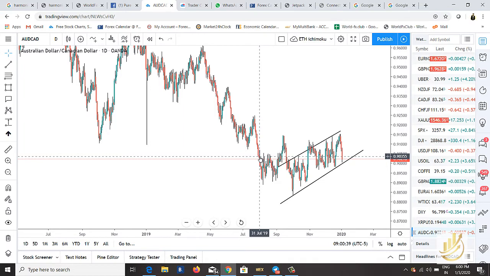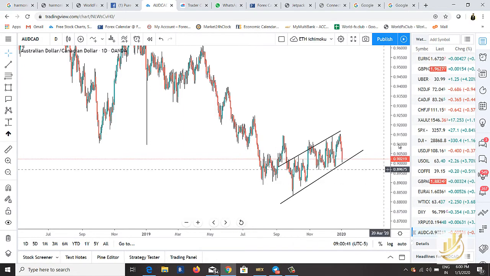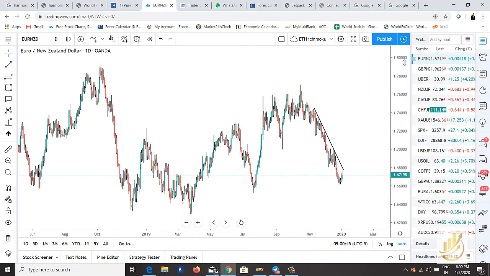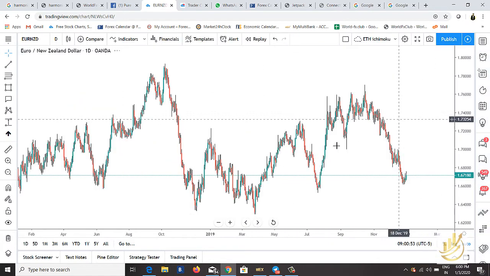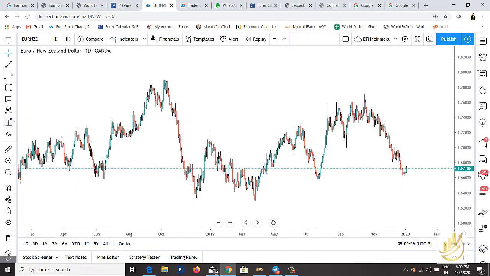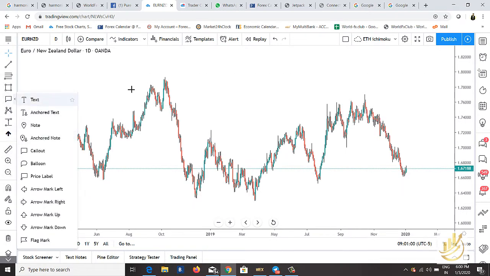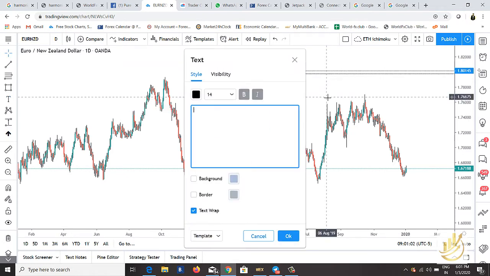So first of all, whenever you're analyzing any pair, let's suppose you want to analyze Euro NZD or any other pair, I'll write a few things here so that you can keep a note. First thing first, always start with a longer time frame chart.